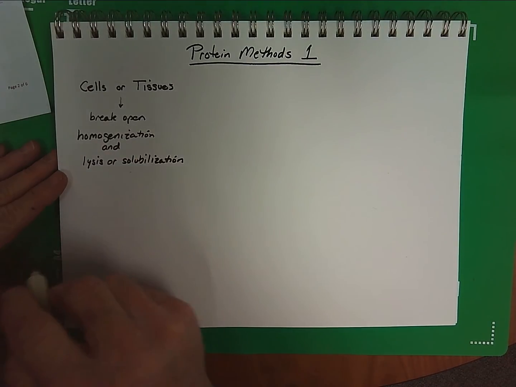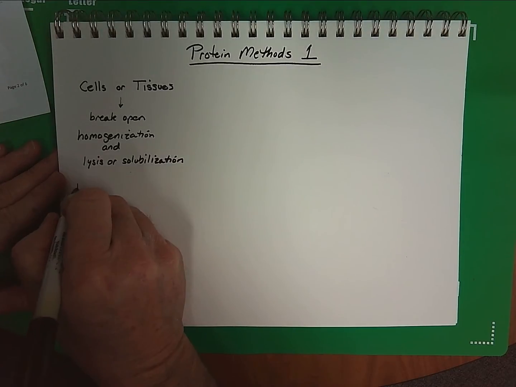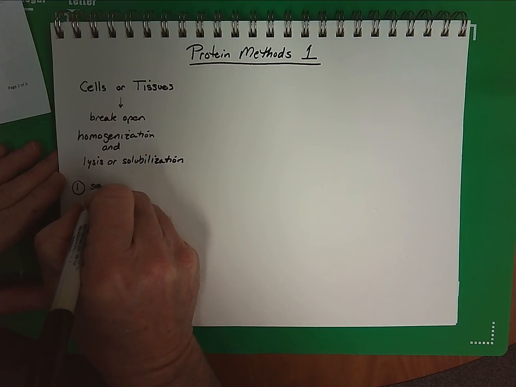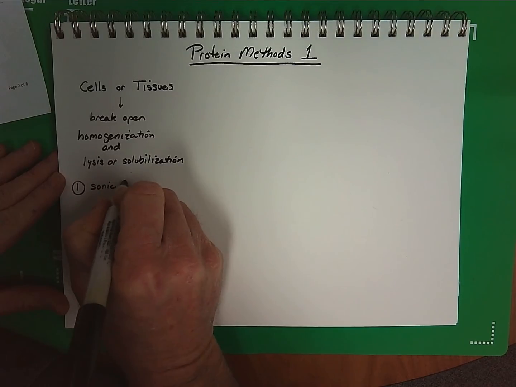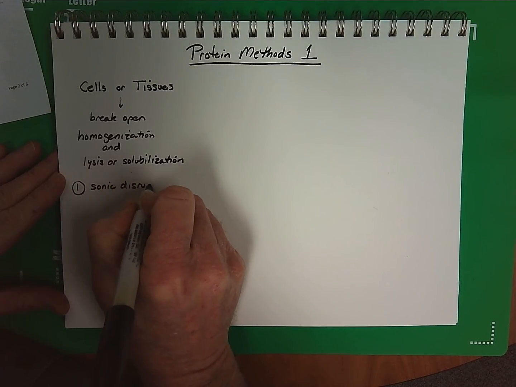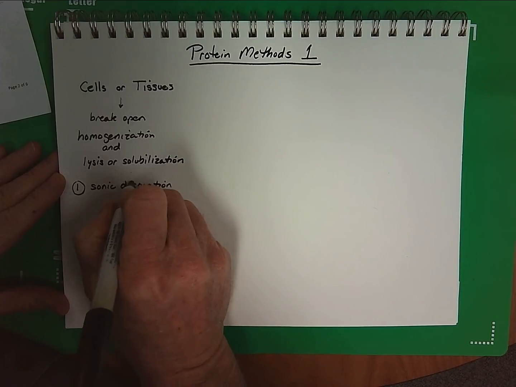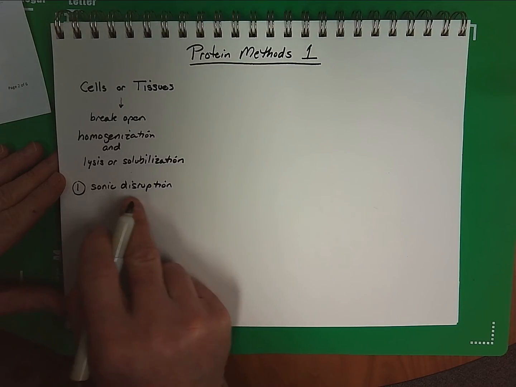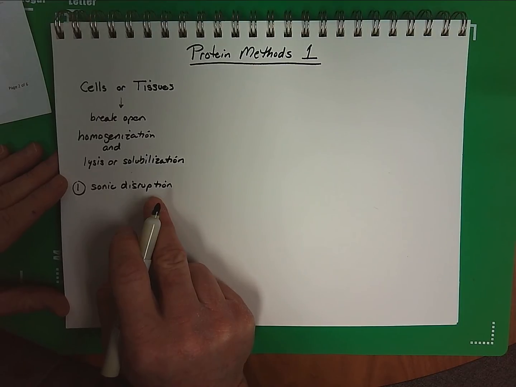So there's several ways to do this. One way is to use sonic disruption. And this is simply using sound waves to break up cells and tissues. I think many of you have seen this type of instrument. These are also used to clean jewelry using sonic measures.